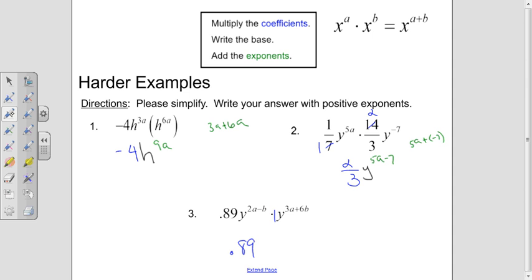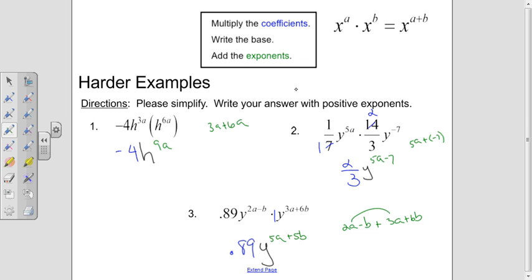And then I'm going to write the base, which is y. And then, don't be freaked out, I'm just going to add the exponents. I'll write it in the margin. If you can do it in your head, great. 2a minus b plus 3a plus 6b, which will give me 5a, and then positive 5b when I combine like terms, making the answer 0.89 y to the 5a plus 5b.